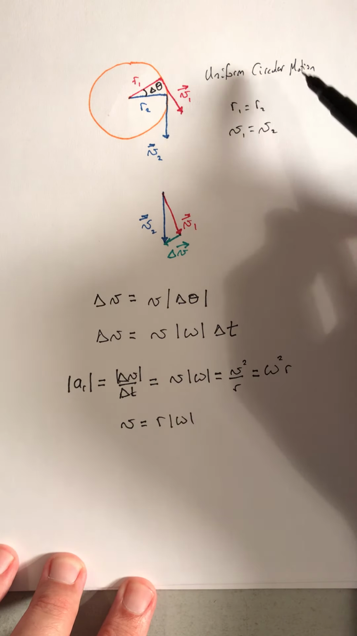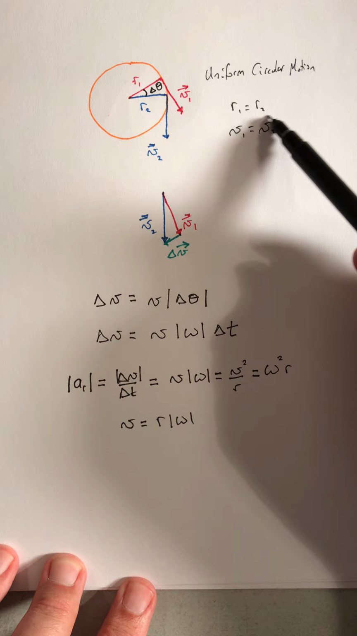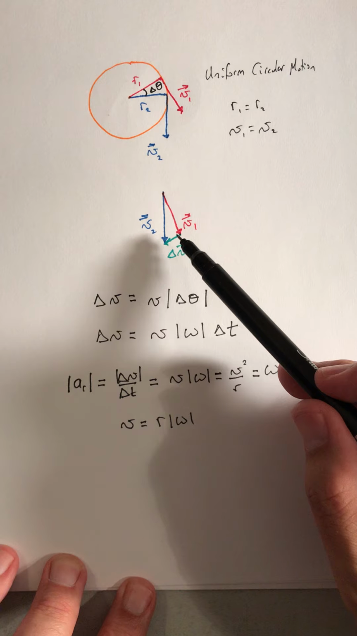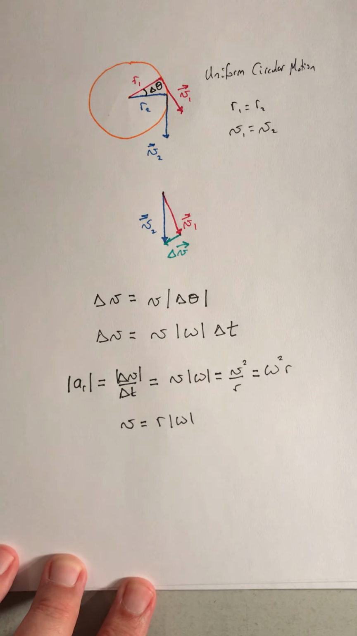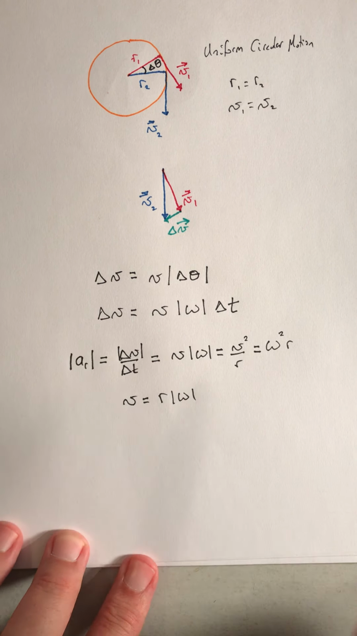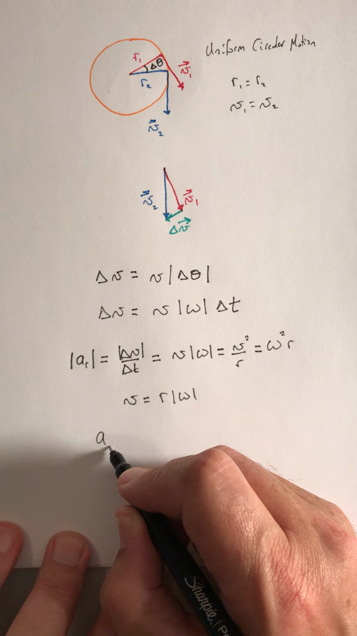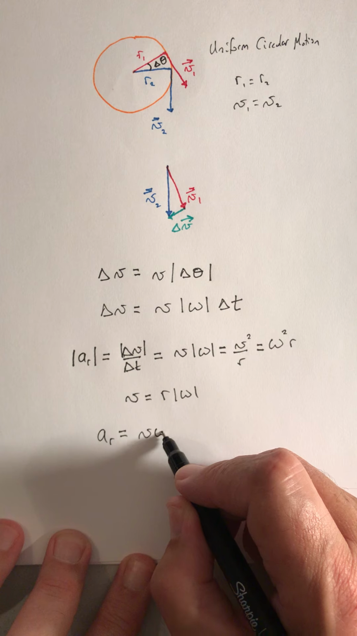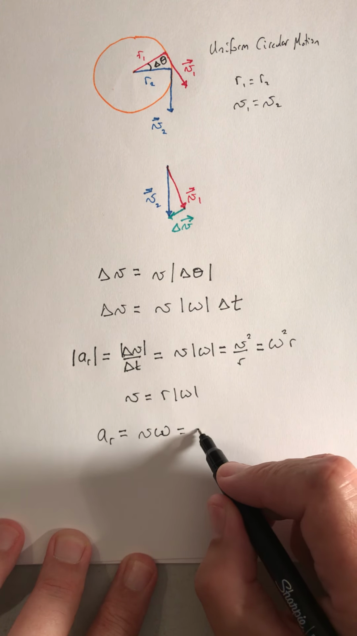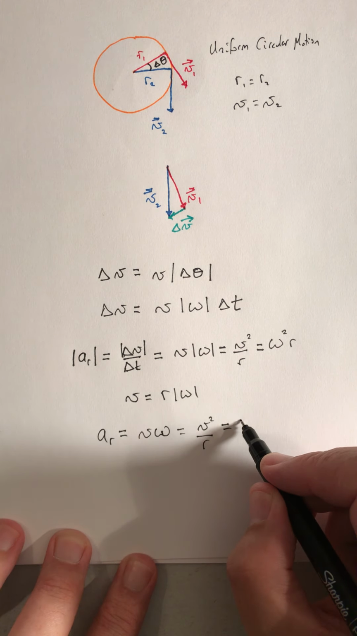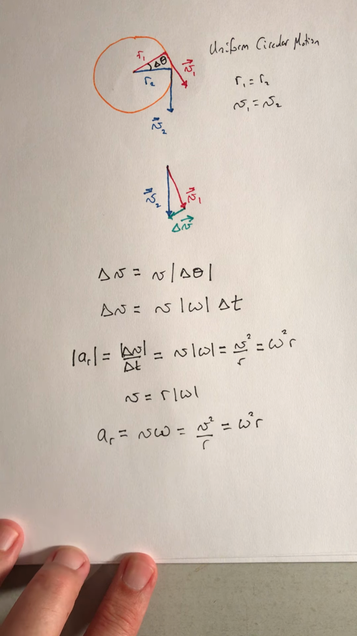So, having uniform circular motion, radius is constant, the speed is going to be constant. Because the velocity vector is being rotated at a constant rate, there's an acceleration that's constant in magnitude. And we can write it out as whichever is more convenient for the problem at hand. Radial acceleration is v omega, or the radial acceleration is v squared over r, or the radial acceleration is omega squared times r. And those are all equivalent.